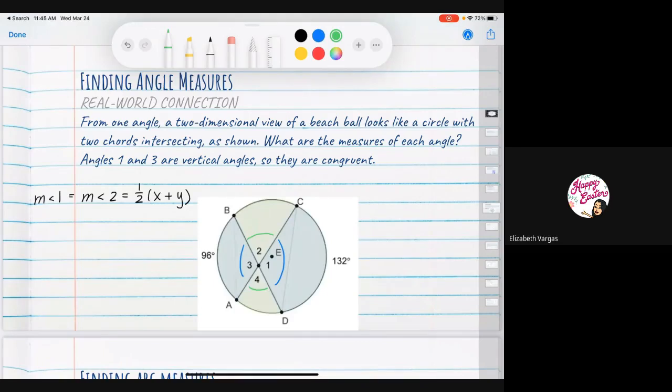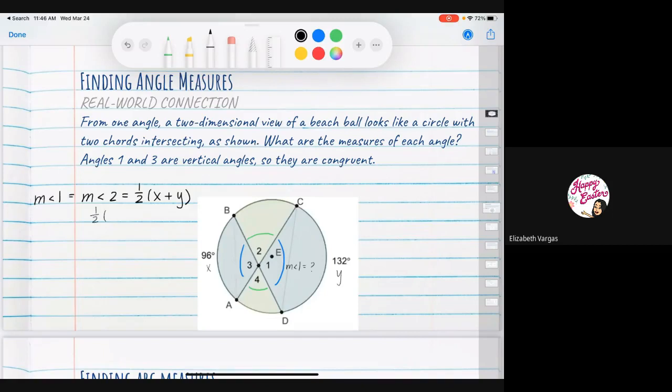Let's find 1. So what is the measure of angle 1? This one right here. Well, basically, we would just use this equation to solve. So this would be my x, this would be my y. It's interchangeable. You can make this one x and this one y, or that one x and this one y. But basically, you want to find the measures of both of your inscribed arcs, which I did here. Now you just substitute it in.